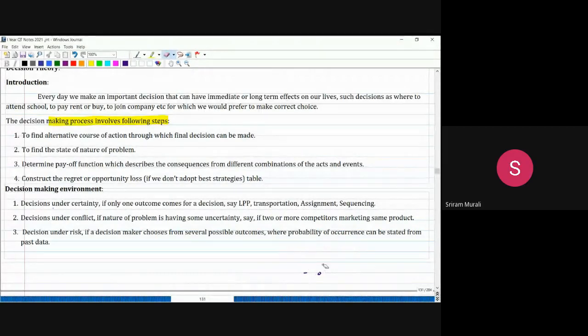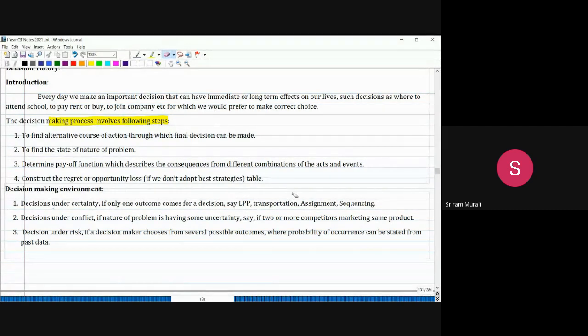Now the next decision making environment: decisions under certainty. If there is only one outcome for the decision, say LPP, transportation problem, assignment, sequencing. Only one outcome for the decision. Certainty means definitely we will get an answer.